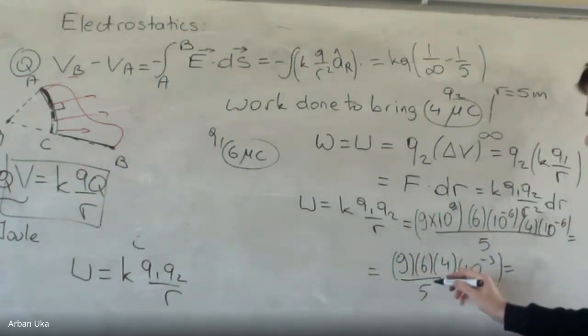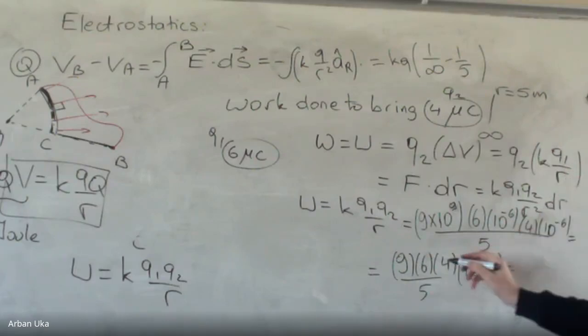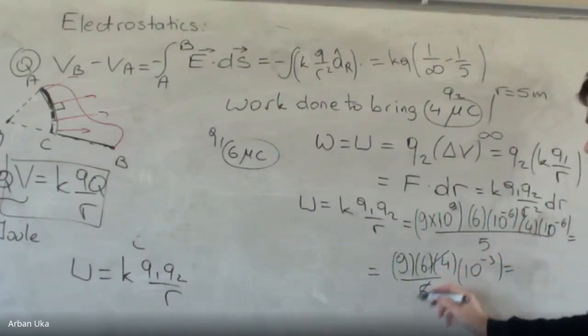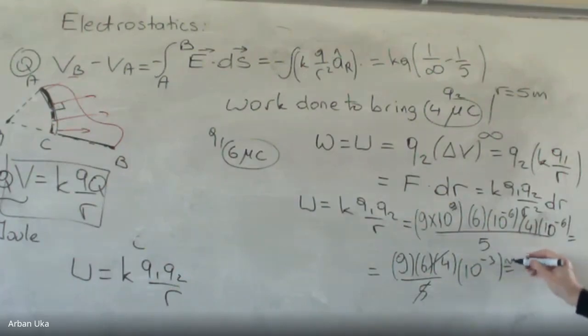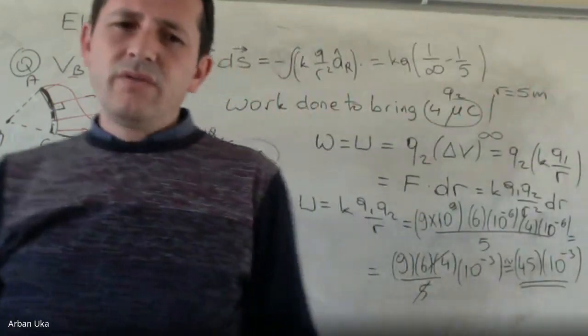So then, 6 times 4 is 24, divided by 5. This is approximately 45 times 10 to the power minus 3. Now, this is the energy which is accumulated in the system if we have two charges.